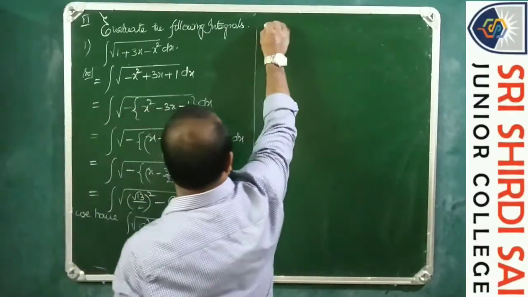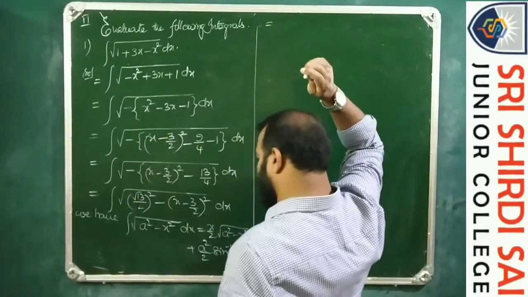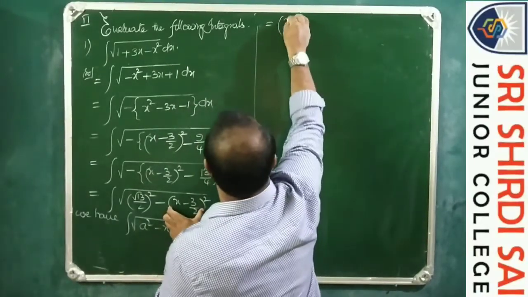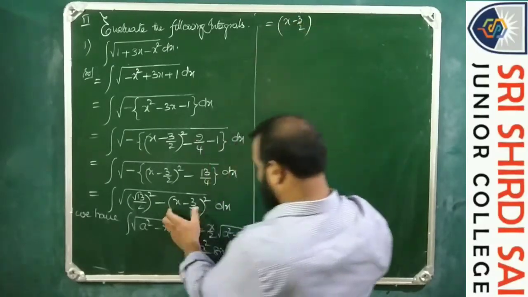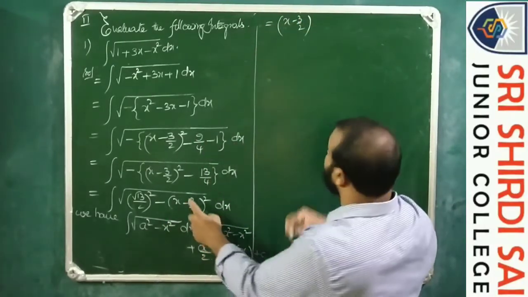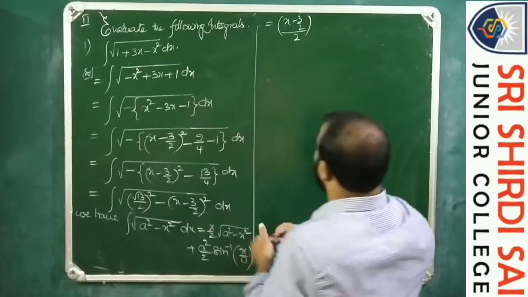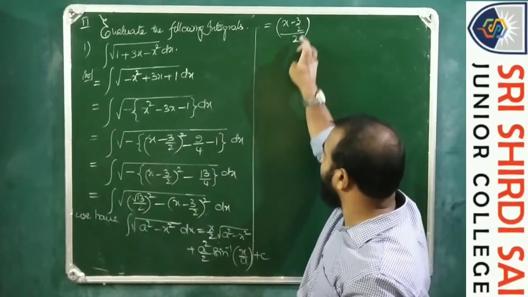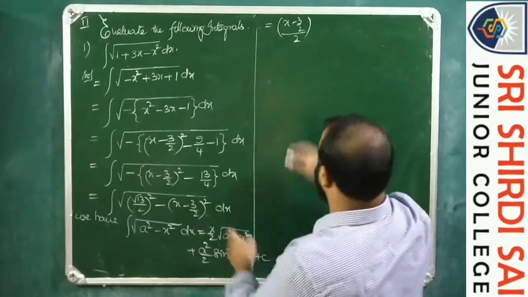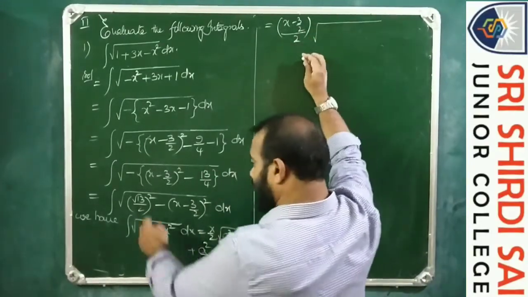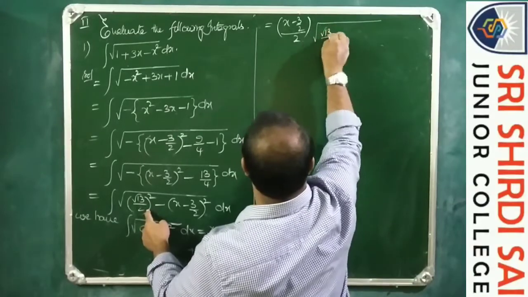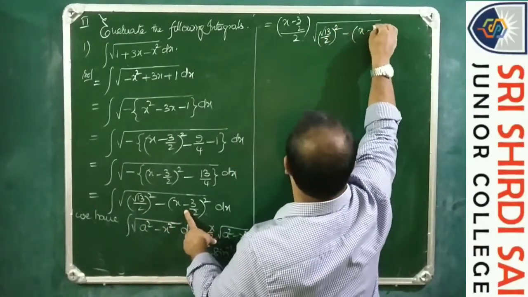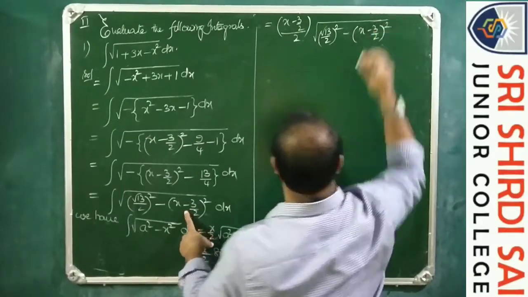This is equal to, here x is x minus 3 by 2. So x minus 3 by 2, x by 2 is this. X is x minus 3 by 2, so x by 2 into the square root of (root 13 by 2) whole square minus (x minus 3 by 2) whole square.